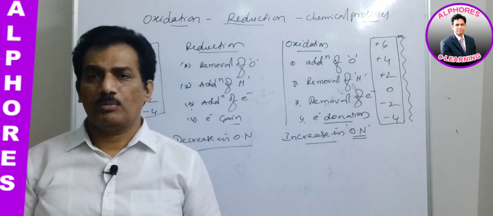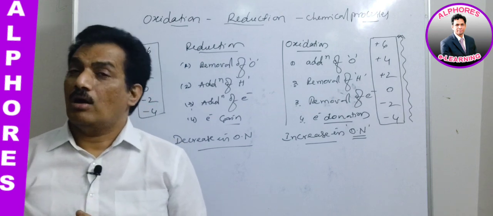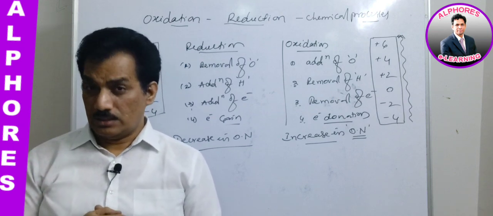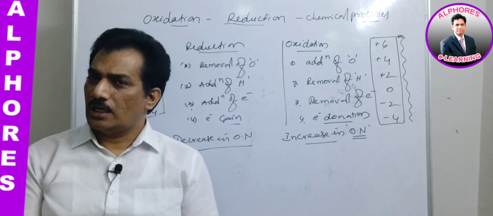That is about oxidation and reduction. In the coming session we will discuss examples, and after studying the examples, we will give the names. That is, we will consider the oxidant and reductant, which are the substances in that particular oxidation and reduction process.